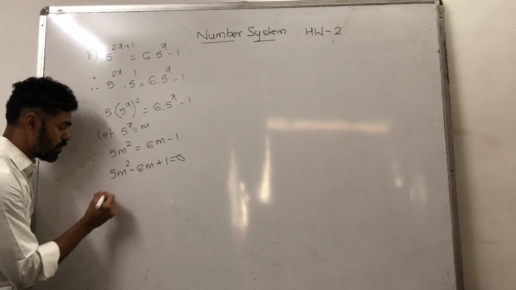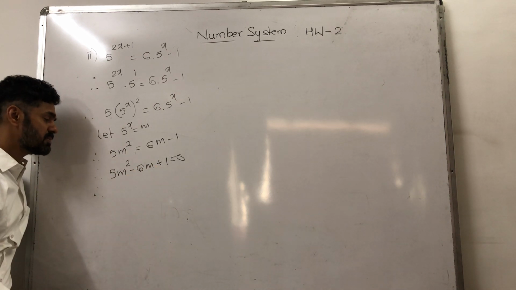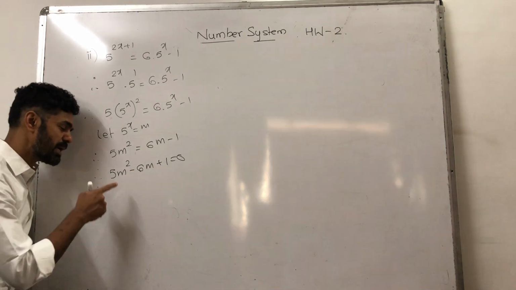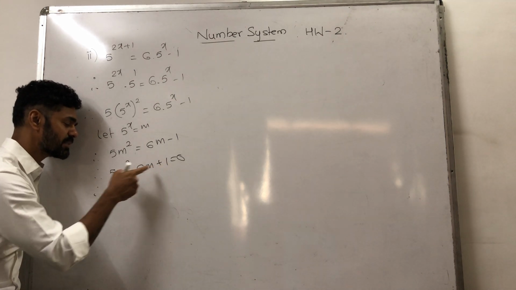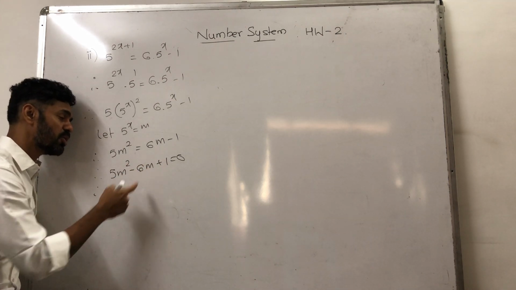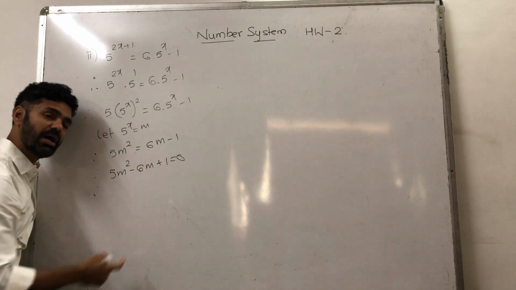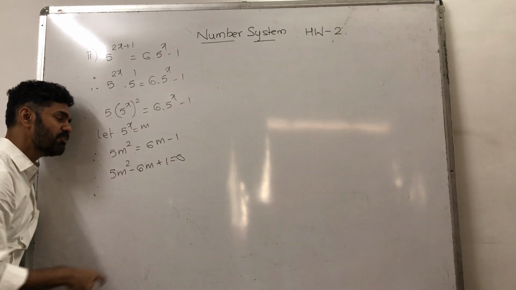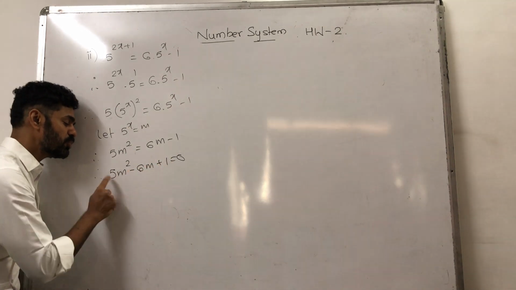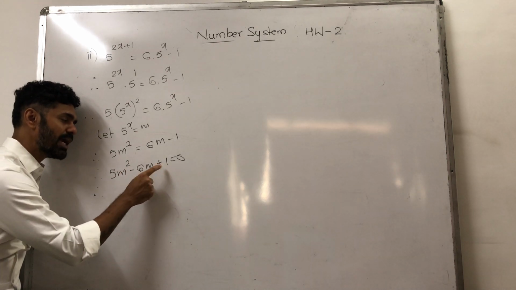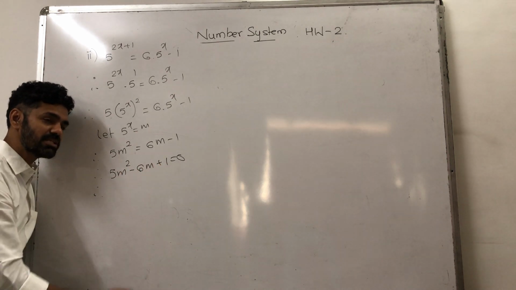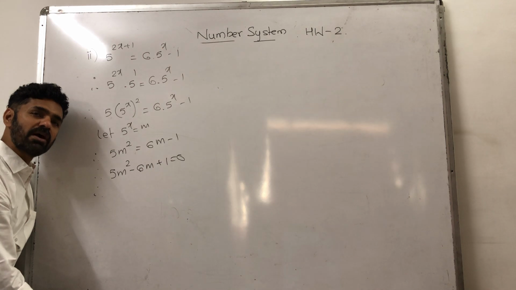We again have a quadratic trinomial. So we will be splitting the middle term. Step 1, multiply a and c, that is the coefficient of the square term and the constant term. 5 into 1, 5. Now because we have a plus sign, two numbers on multiplication should give 5 and on addition should give 6. The two numbers are 5 and 1: 5 ones are 5, 5 plus 1 is 6.